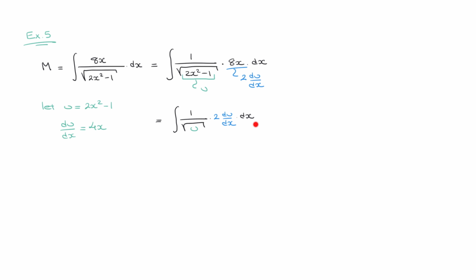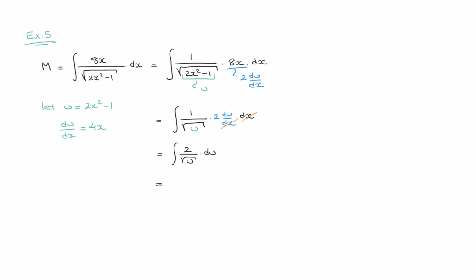Now on the far end here we can see that we have du over dx times dx, so those dx's cancel each other out, and we're left with 1 over the square root of u times 2 du, which we can write as the integral of 2 over the square root of u, and that's du at the end. And at this stage we can see quite clearly that we've successfully rewritten our integral in terms of the new variable u. And so we integrate this with respect to u.